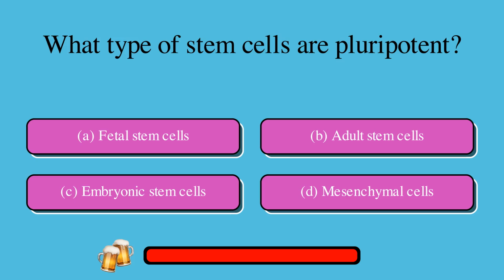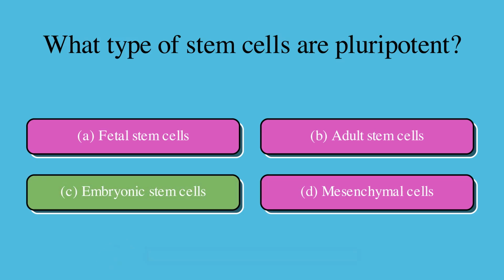What type of stem cells are pluripotent? A. Fetal stem cells, or B. Adult stem cells, or C. Embryonic stem cells, or D. Mesenchymal cells? The correct answer is C. Embryonic stem cells.